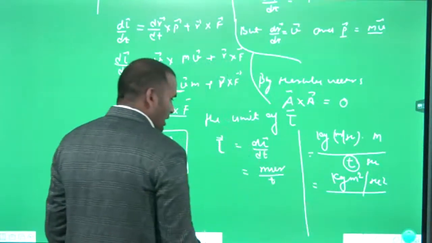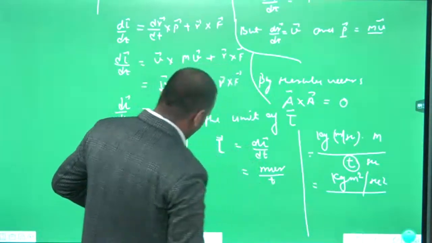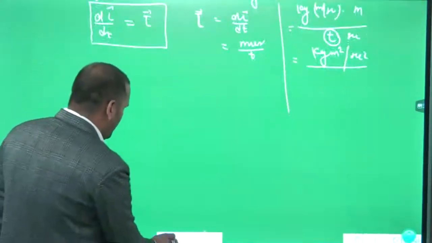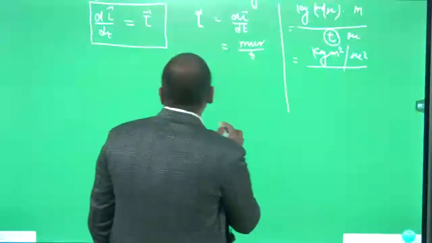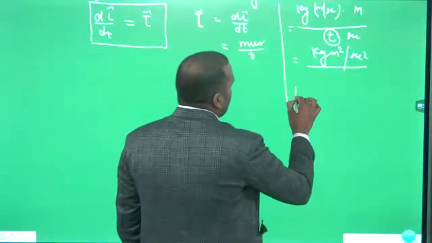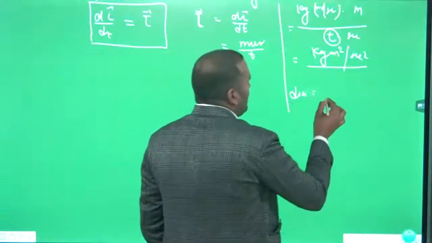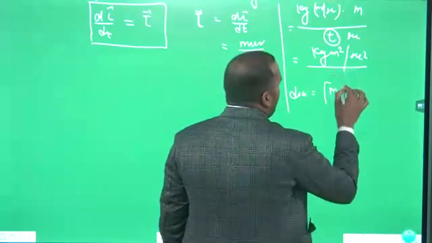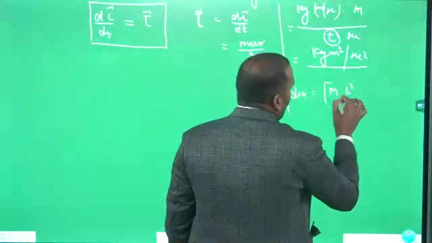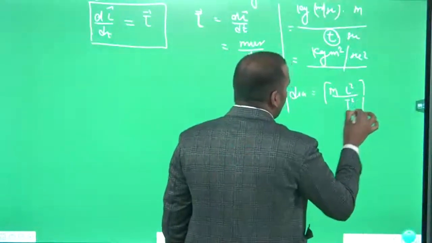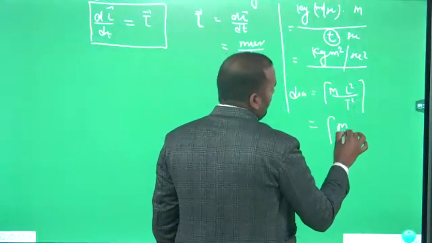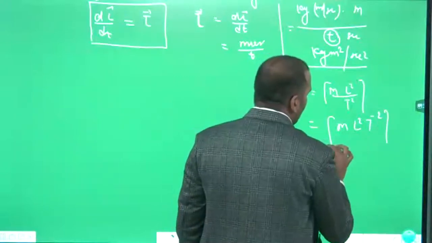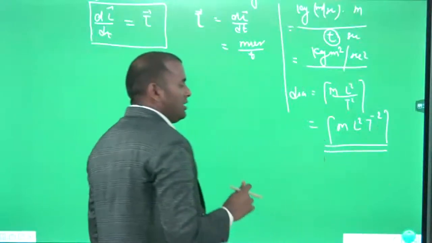On this basis we can find the dimension of torque. The dimension of torque is M for mass, L square for length, upon T square. So finally we conclude that the dimension of torque is M L square T to the power minus 2.